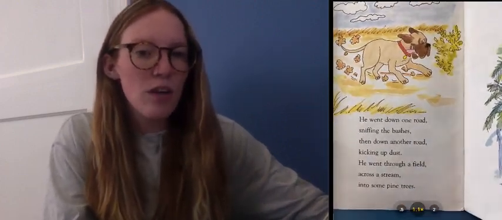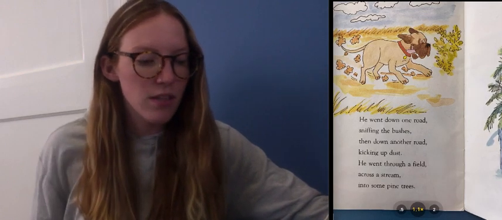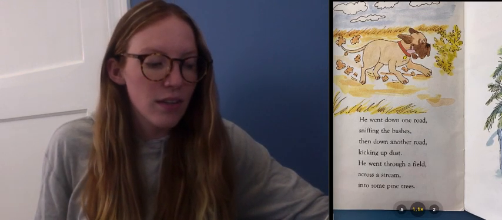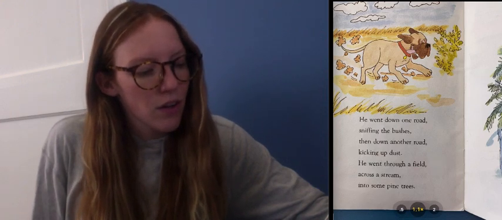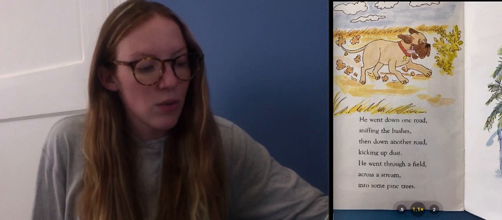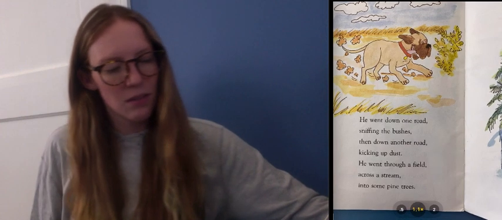He went down one road, sniffing the bushes, then the other road, kicking up dust. He went through a field, across a stream, into some pine trees.